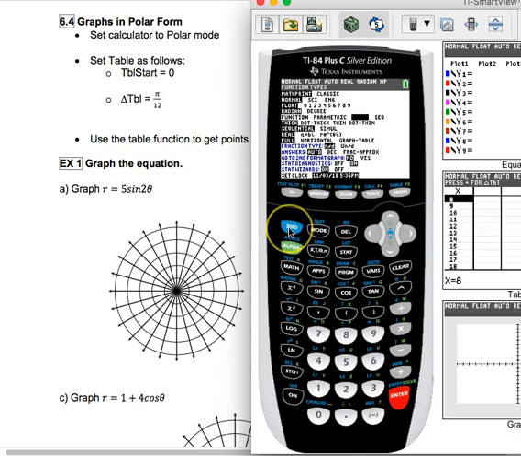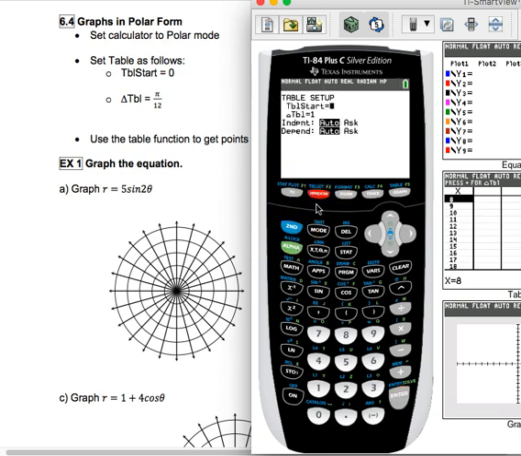Then we are going to set our table as follows. So table start, you can see table set is right here. So second window, that'll get you to the table setup. So we want to set our table start at 0. And we want our delta table, that means the interval we're using, we're going to set that to pi over 12 because here we are graphing mostly with radians. So second pi and then divided by 12. And that should do it.